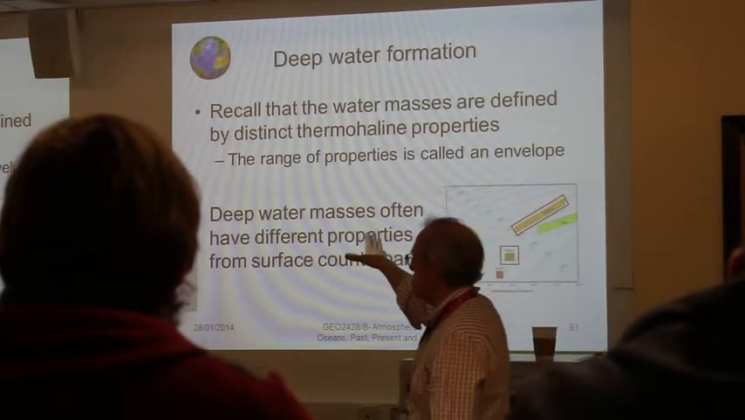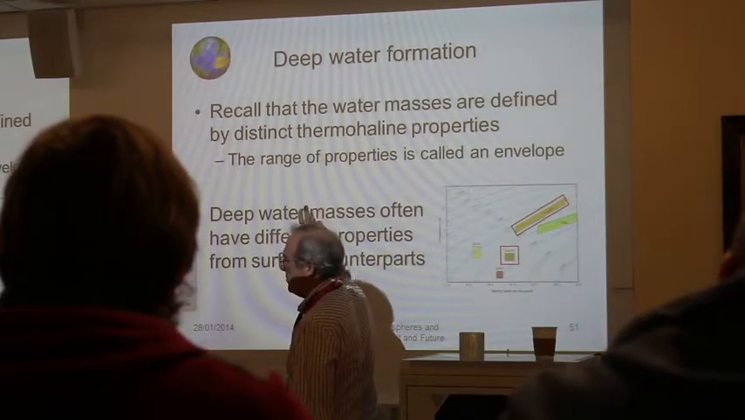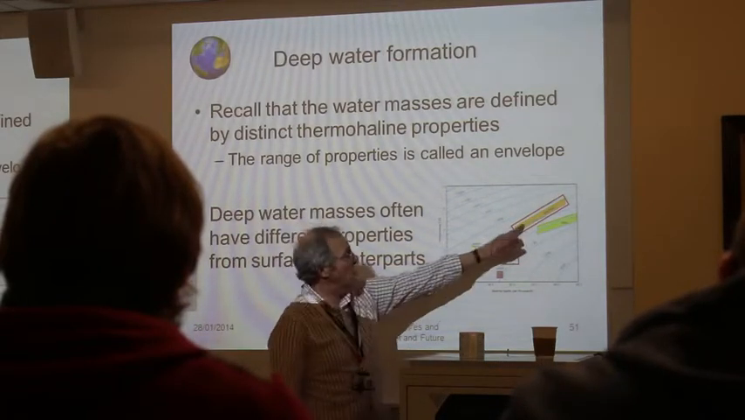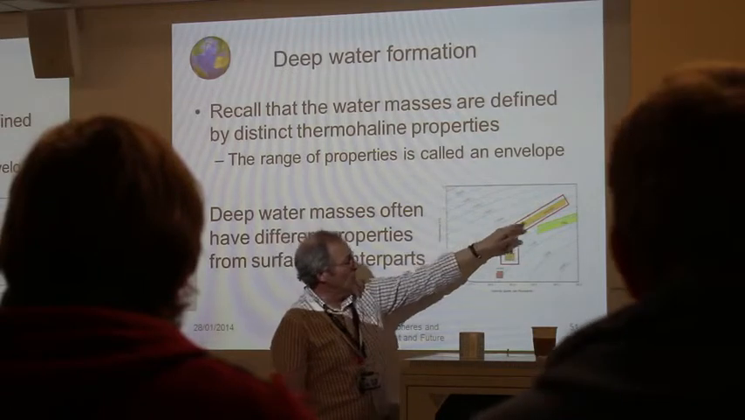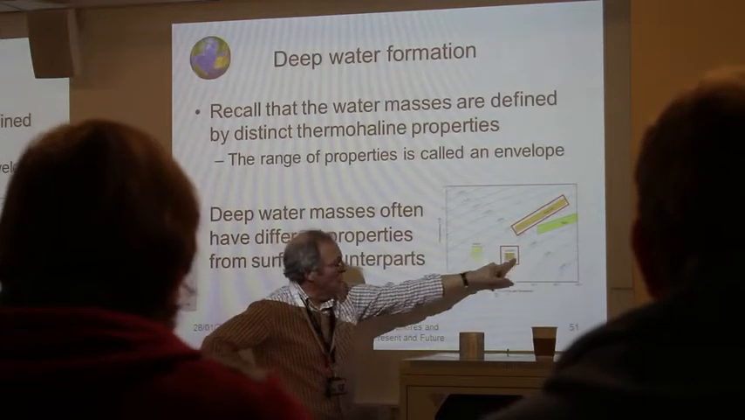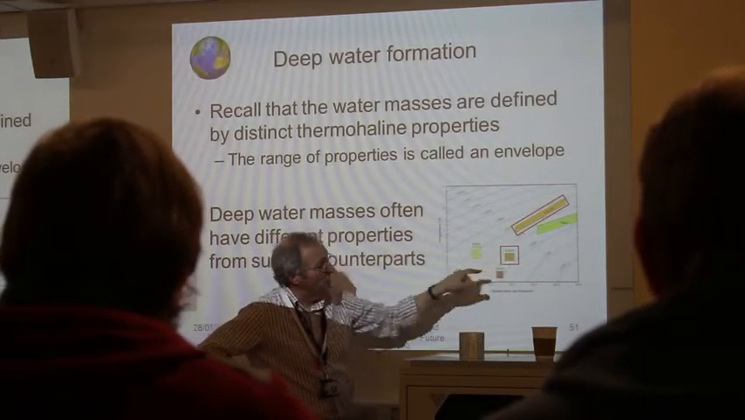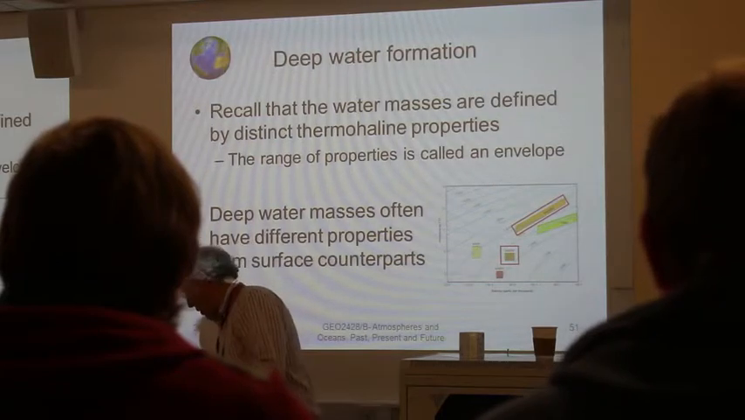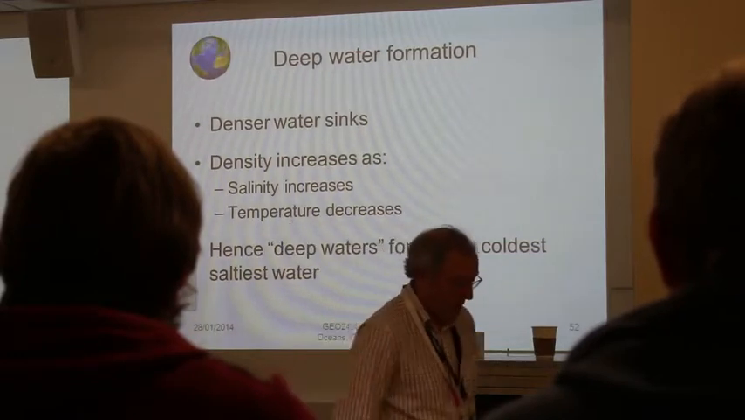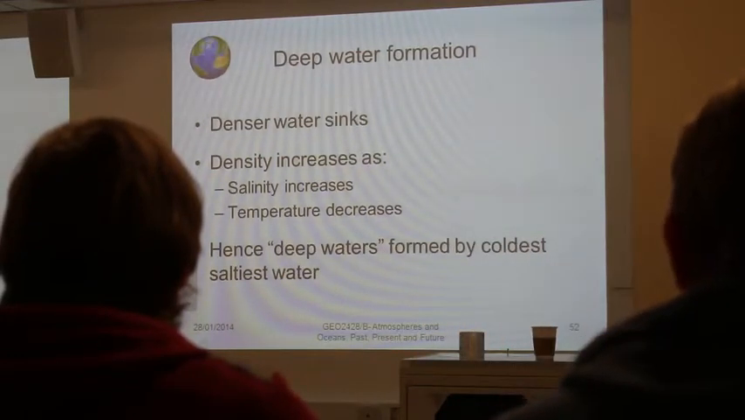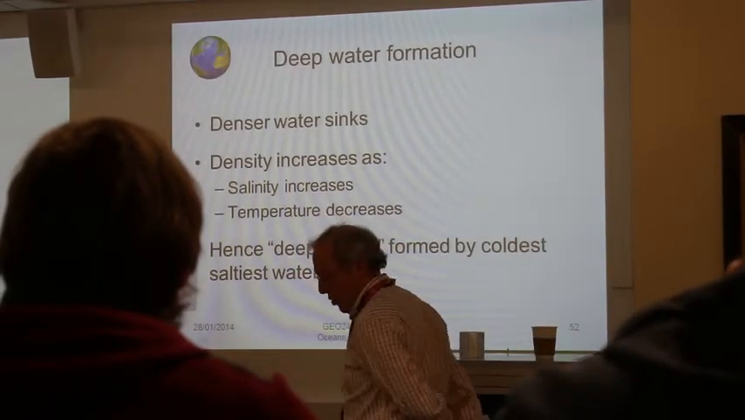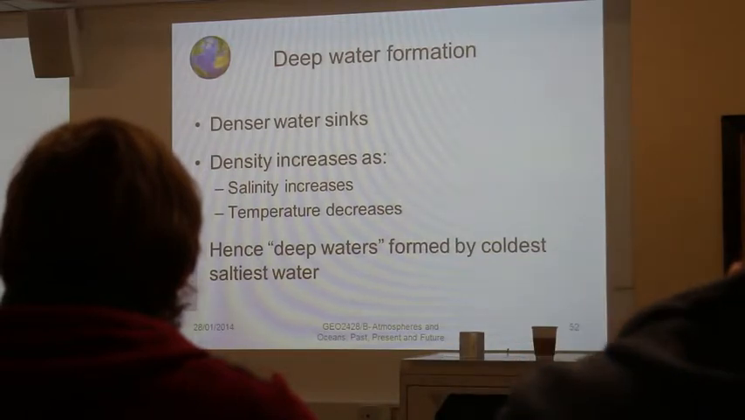So, how does deep water form? Deep water masses have different properties from the surface. Here's a surface one, relatively high temperature, but variable density, variable salinity, and a low-temperature one, but with quite reasonable salinity values. What happens? Denser water sinks. Density increases as salinity increases and temperature decreases. So where you've got very cold, very salty water, it sinks.